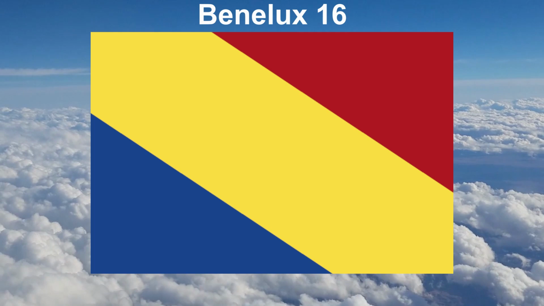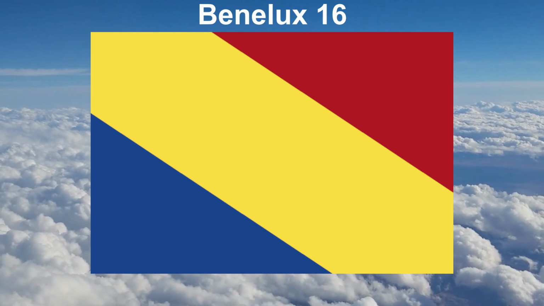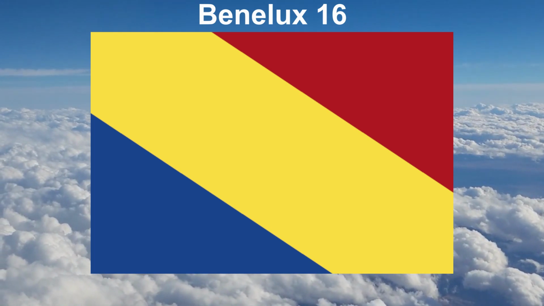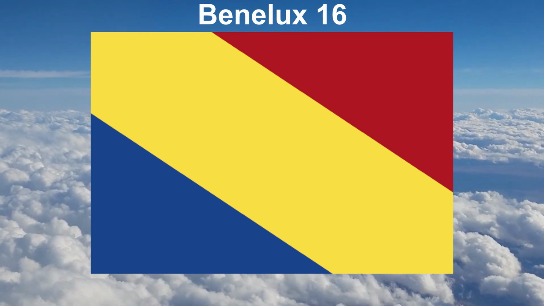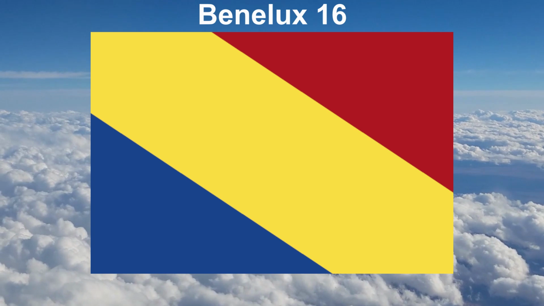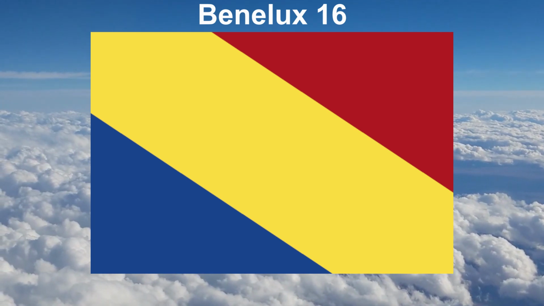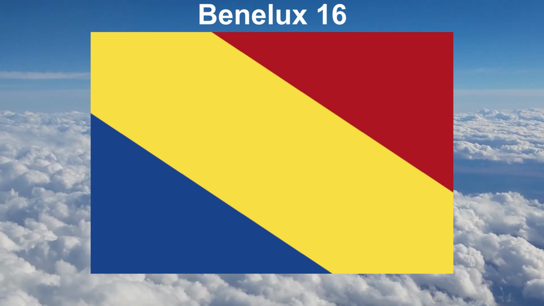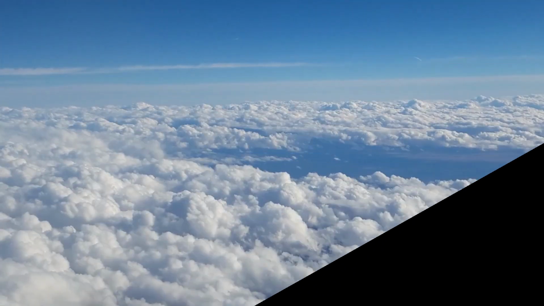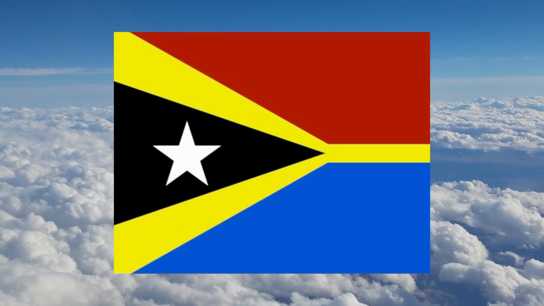Blue represents peace, wisdom, and valor, and is a mix of the shades used on the flags of the Netherlands and Luxembourg. Yellow represents tranquility and prosperity, and is the shade used on the Belgian flag. Red represents valor, honor, and bravery, and is a mix of the shades used on the flags of Belgium and the Netherlands. Next is entry 17.